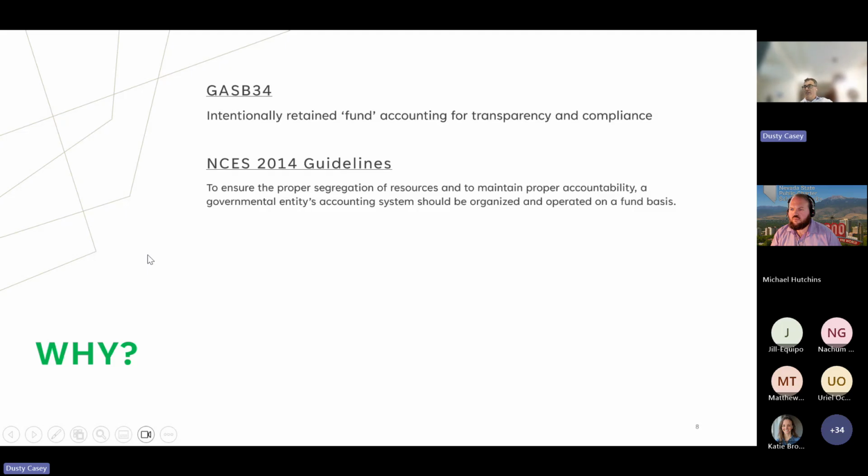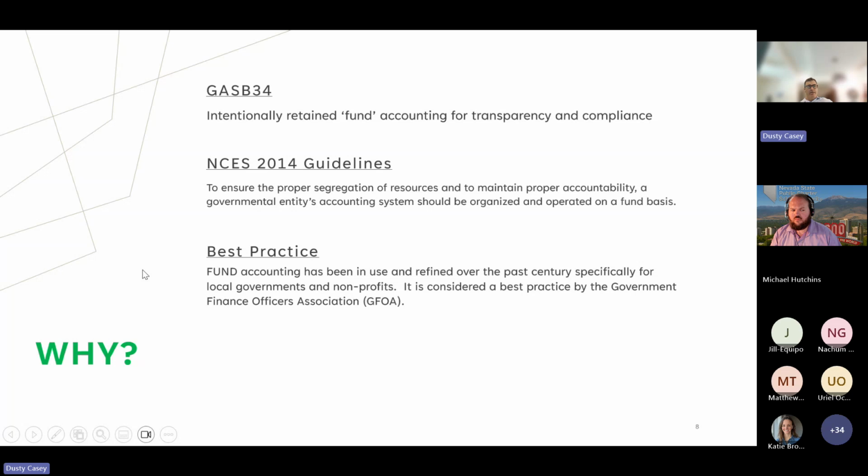It's also part of the National Center for Education Statistics. So in those guidelines, which they haven't really updated since 2014, it talks about organizing, and this is on the national level as a best practice, organizing accounting structures in states. So states should organize their accounting structures utilizing funds in order to best track all the various dollars that come in from the public, whether it's state, local, federal, et cetera. It's part of the NCES guidelines.